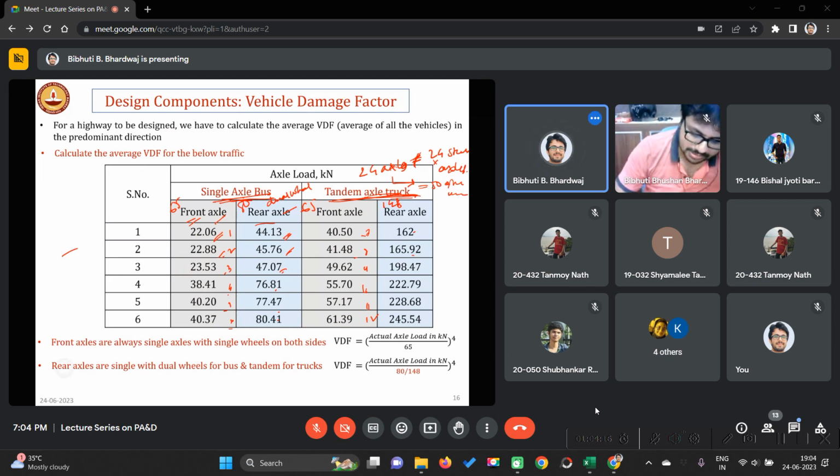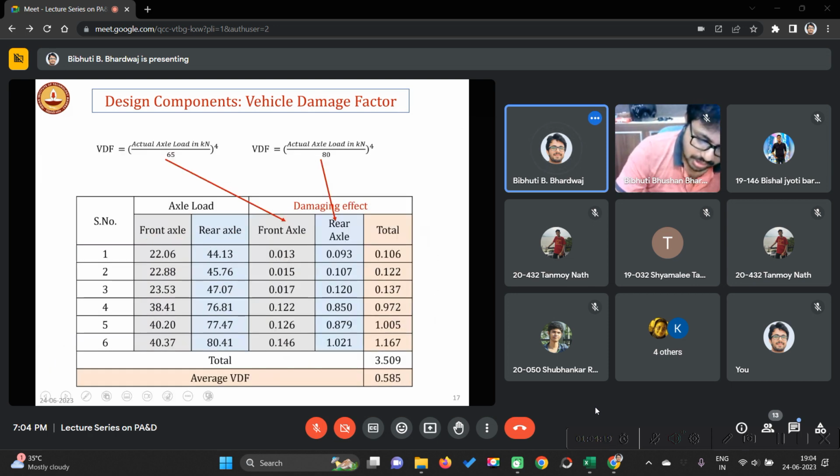So we need to figure out how. Let's see. This front axle is 22, so you need to put 22.06 here divided by 65 to the power 4. That is called the damaging effect, and if you do this you will find 0.013. Similarly for this one, because this is dual wheel, you need to put 80, so 44.13 divided by 80 to the power 4, and you will find out something like this.